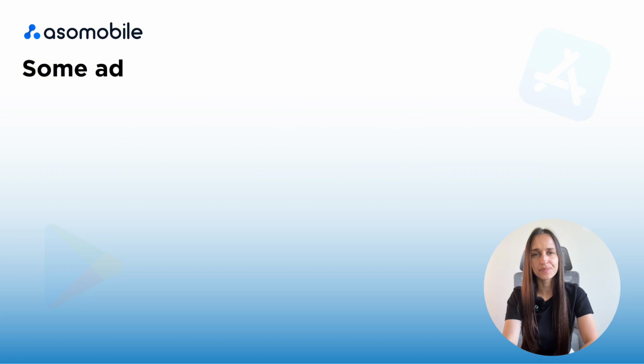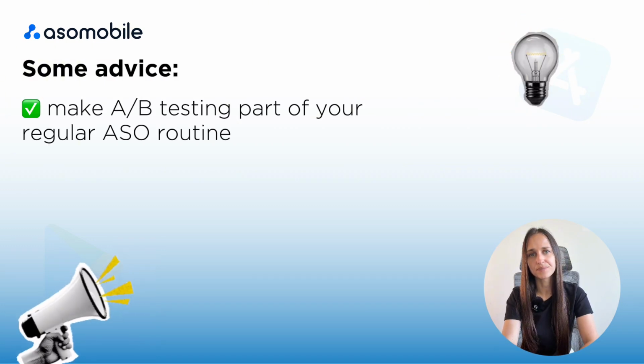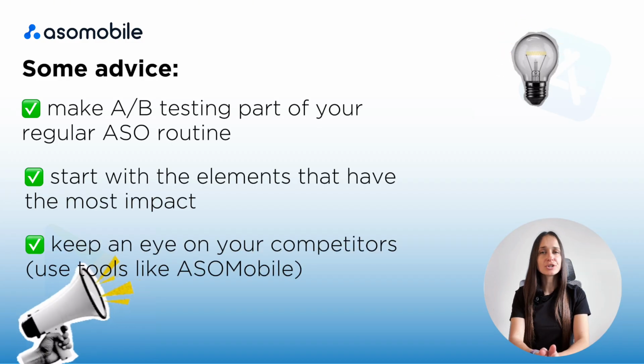Here's my advice. Make A/B testing part of your regular ASO routine. Not just once, but every few months. Always start with the elements that have the most impact: icons, screenshots, title, and so on. Constantly monitor your competitors. Use tools like ASOMobile to find new ideas for your application.